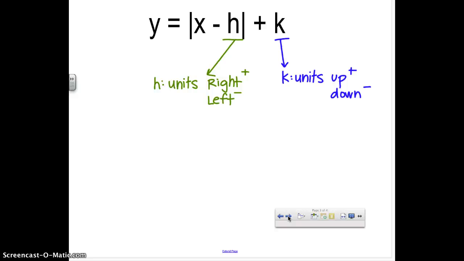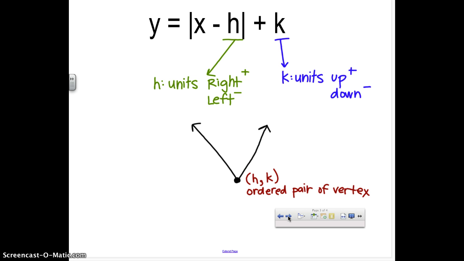However, if you think about the way the graph of absolute value looks, h, k has another meaning. H and k also represent the ordered pair of the vertex. So let's say our vertex is 5, -2. Well then if it's 5, -2, that means h is 5, k is -2. And the equation for our absolute value would be absolute value of x minus 5 plus -2. Okay?